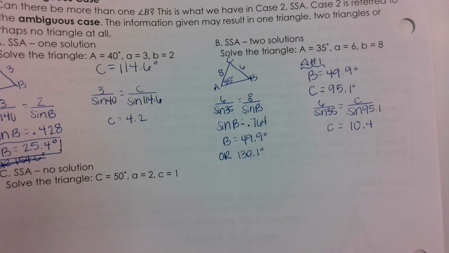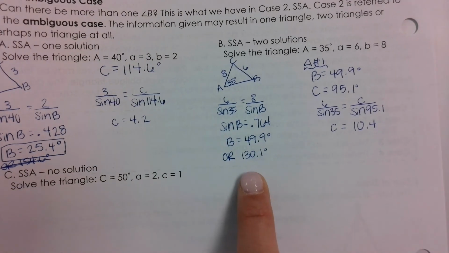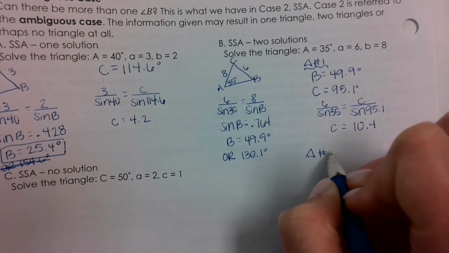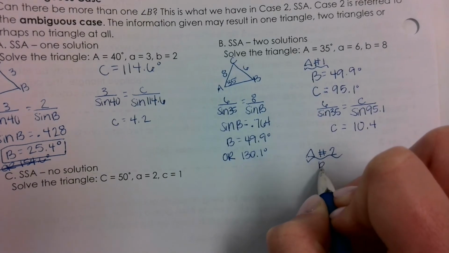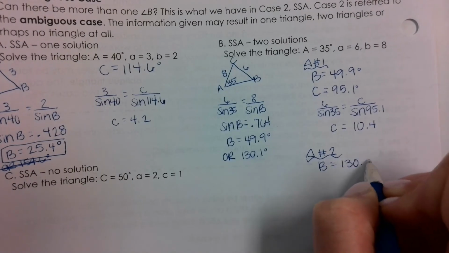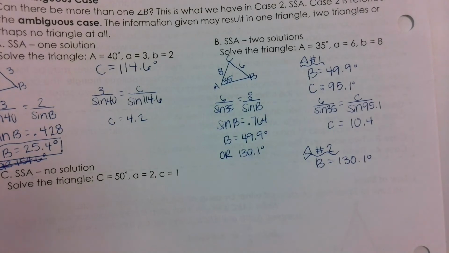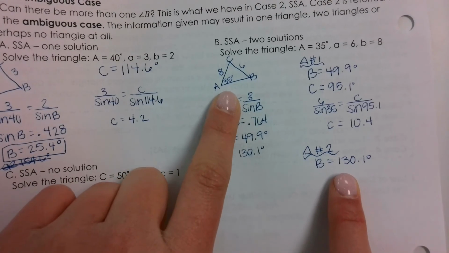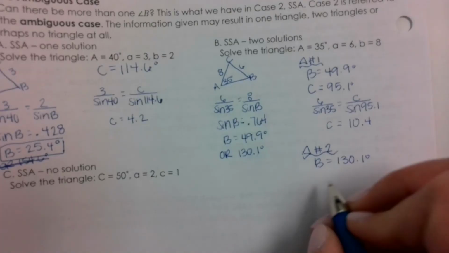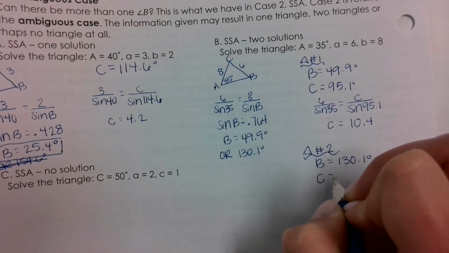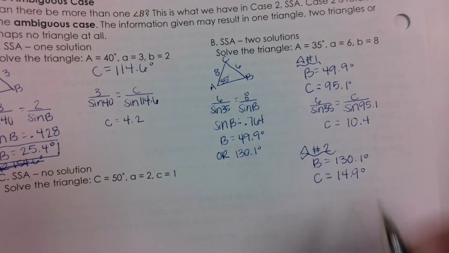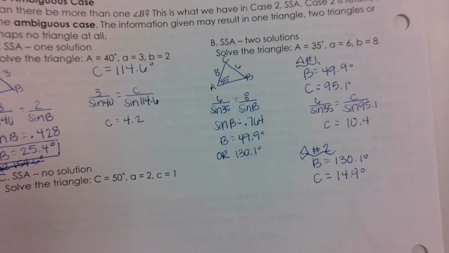Now we're going to do all that same stuff again, but with our second angle, so our second triangle. Let's say instead that we use the angle of 130.1, so we'll let B equal 130.1 this time instead of the smaller angle. We can still solve for C just like we did before. We know that A is 35 and B is 130, so we'll add those and subtract from 180. What would angle C be then? 14.9.